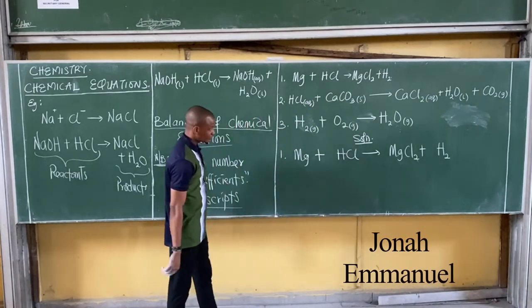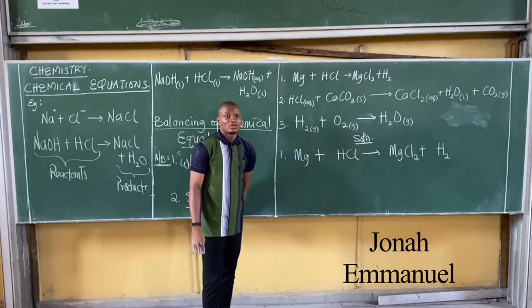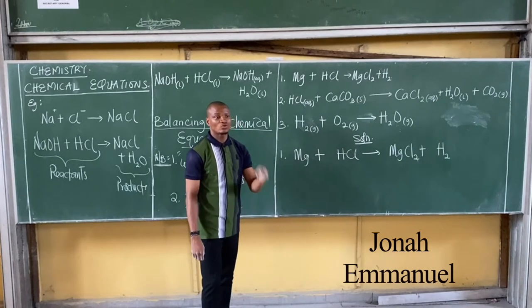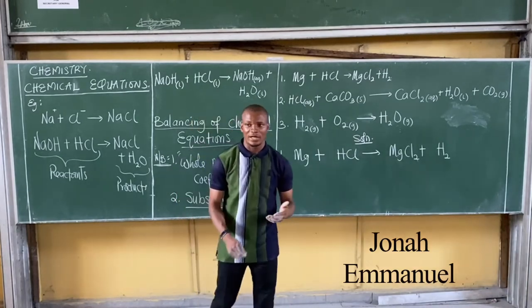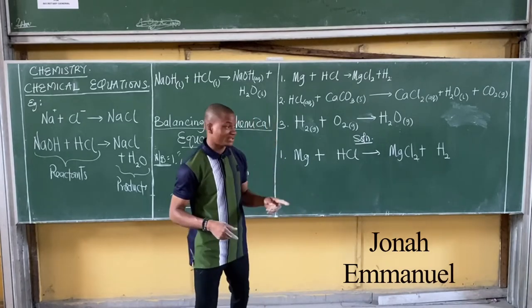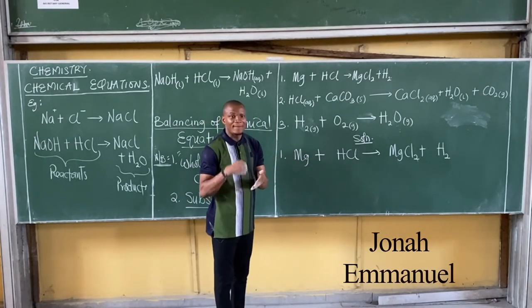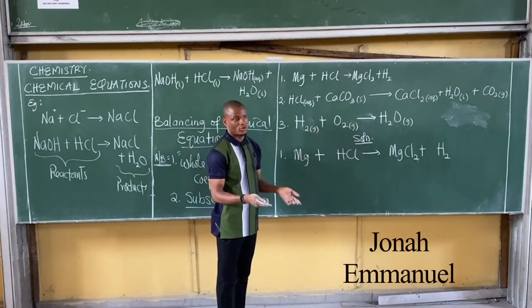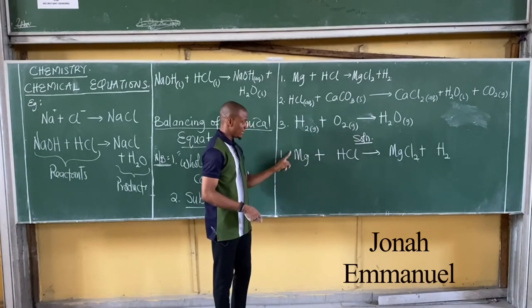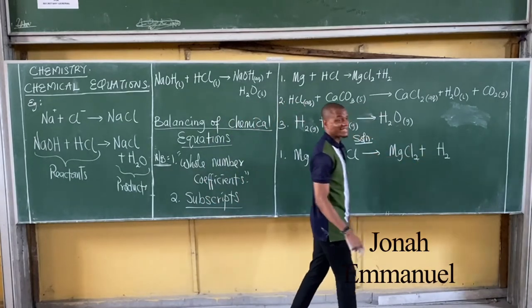Now listen. I have this here and I want to balance. What do I do? Two things you should note. When it comes to balancing equations, you add only what? Whole number ratio, whole number coefficient. Just coefficient. What is a coefficient? Simply a number placed before an alphabet. That means I'm adding whole numbers before this letter, here, here, or here. That's number one.